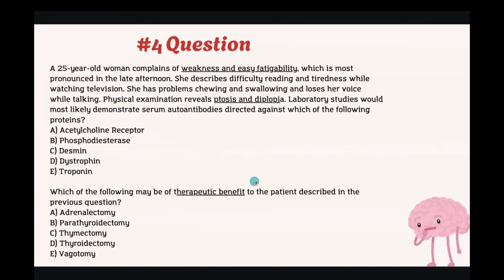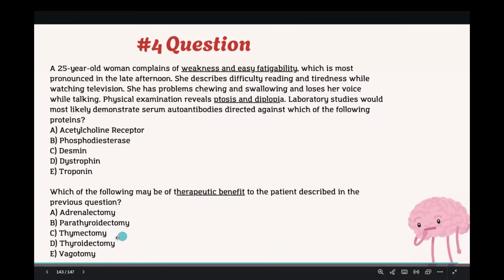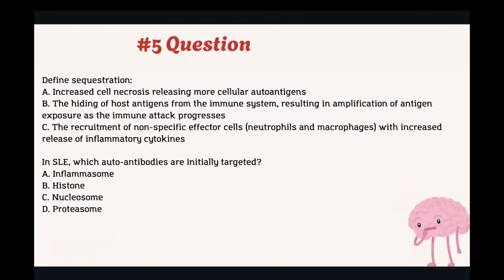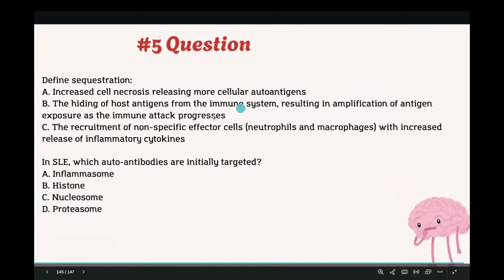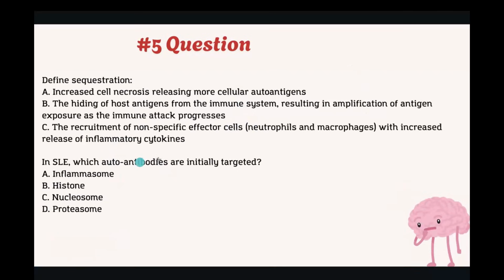And what is the therapeutic? What is a new treatment that they are using for patients with myasthenia gravis? Which of the following may be of therapeutic benefit to the patient? We said thymectomy. Thymectomy. Excellent. Finally, define sequestration. So sequestration is the hiding of host antigens from the immune system. That's correct.